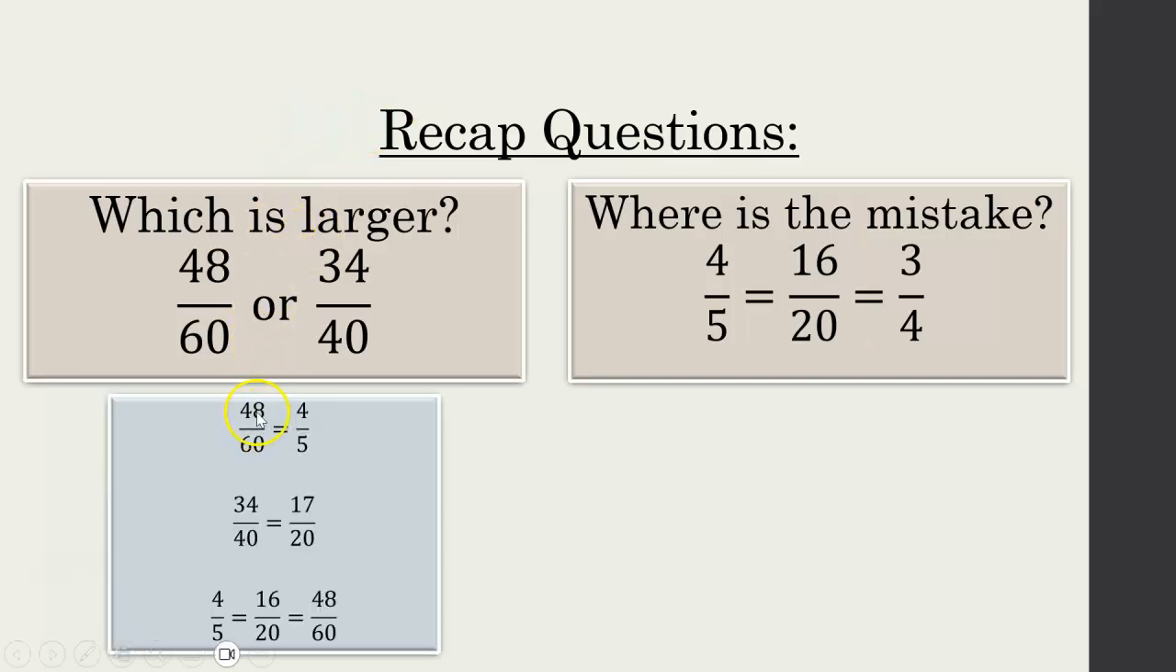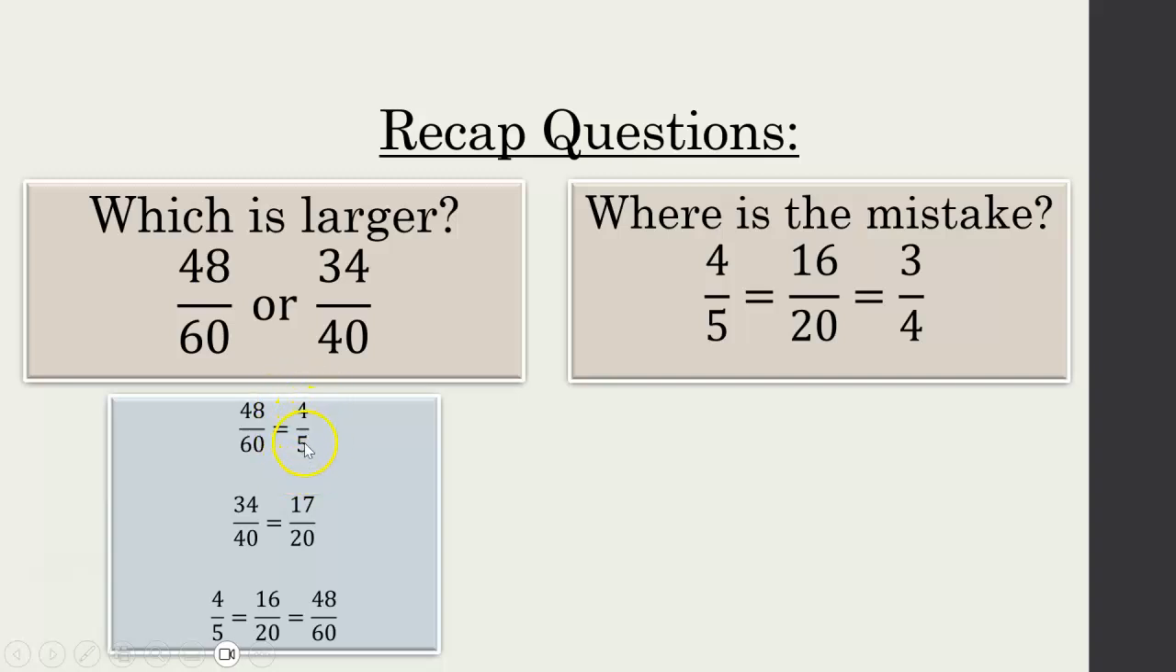Okay, which is larger? 48 over 60, let's simplify it to make it a little bit easier. 48 over 60, well that's the same thing as 4 over 5. How did I get that? Where did I get that from? Well, what did I divide 60 by? Because I remember I'm making 60 smaller. So if I divide 60 by 12, 60 divided by 12 is going to be 5. 48 divided by 12 is going to be 4.